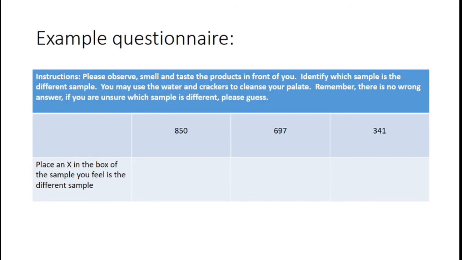Now, how do we pose the question to the participant? They're not seeing that A or B code. That's on a set list. They're going to get a questionnaire.